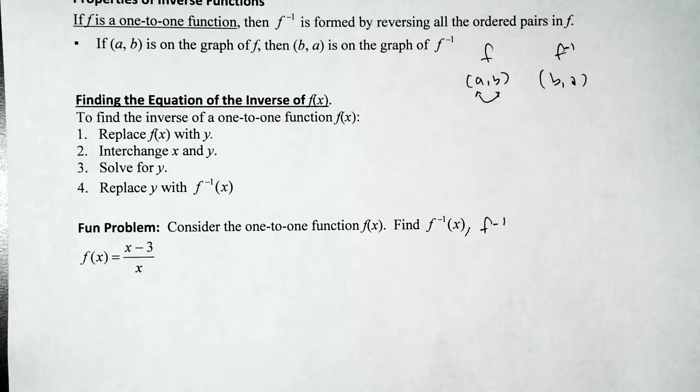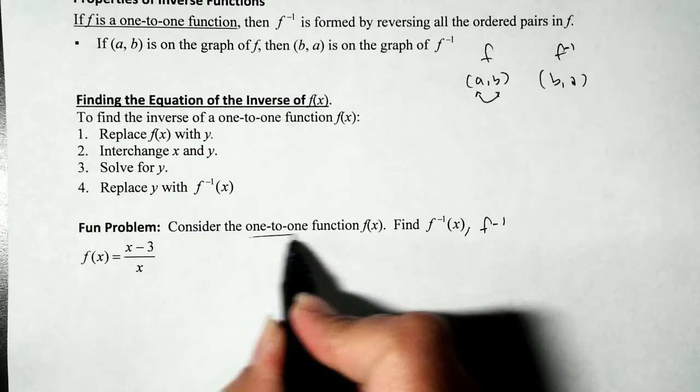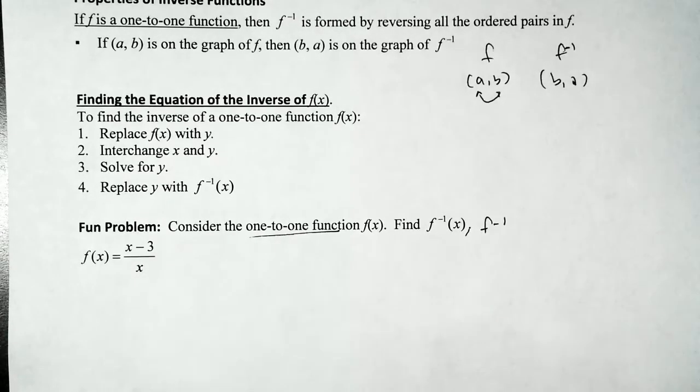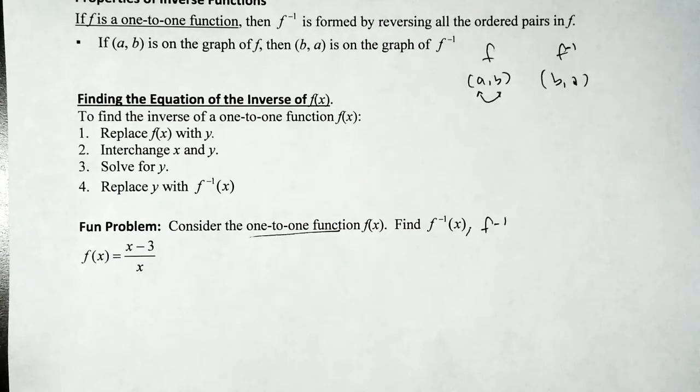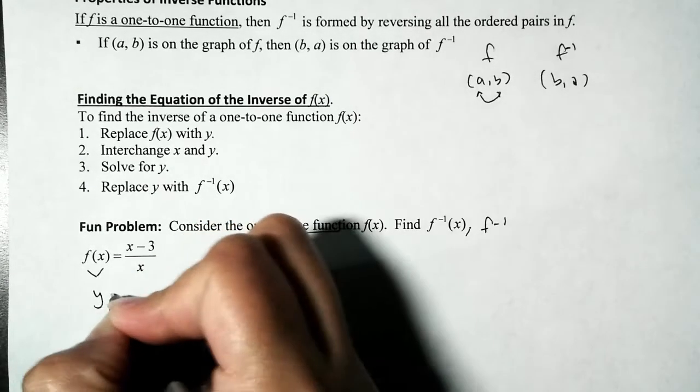To find the inverse of a one-to-one function f of x, it's good they told us that it's one-to-one, so we don't have to verify it, we just take their word for it. How can we find it? It says replace f of x with y. Pretty much what we want to do is get out of function notation, so that's why we replace f of x with y.